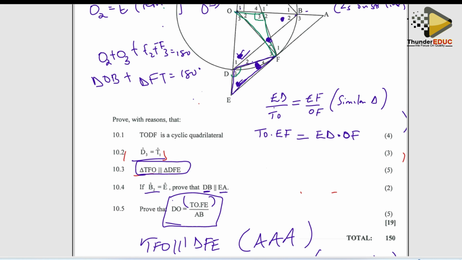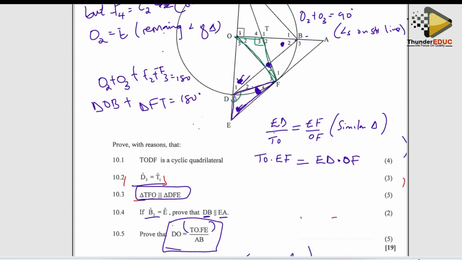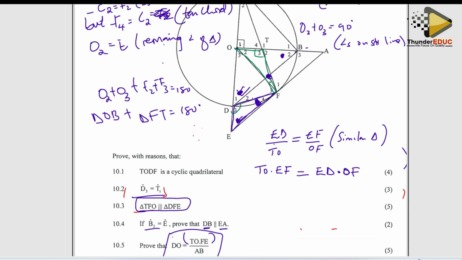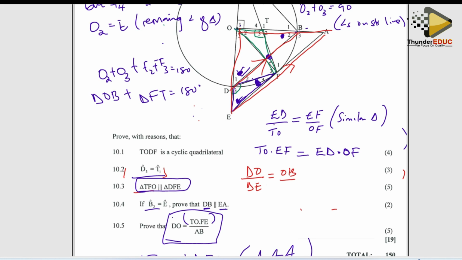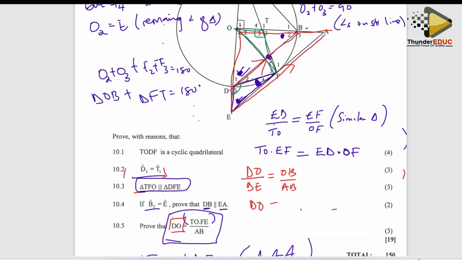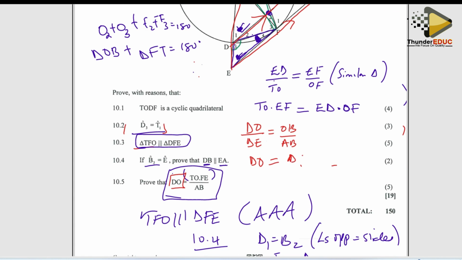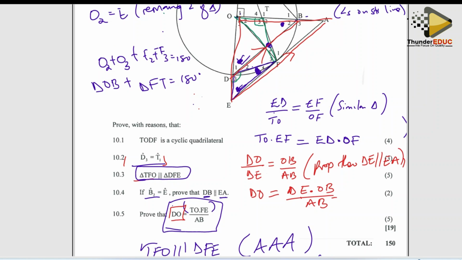Then what we're going to do? From the proportionality theorem, because remember we just proved that some lines are parallel. These lines here, they are parallel. So if I have this and that, I can say that my DO over DE is the same as OB over AD. The question wants us to make DO the subject. Okay, so if I make DO the subject, I'll be left with DE multiplied by the OB over AB. So the reason for this, we're going to say proportionality theorem, because DE is proportional to DB.